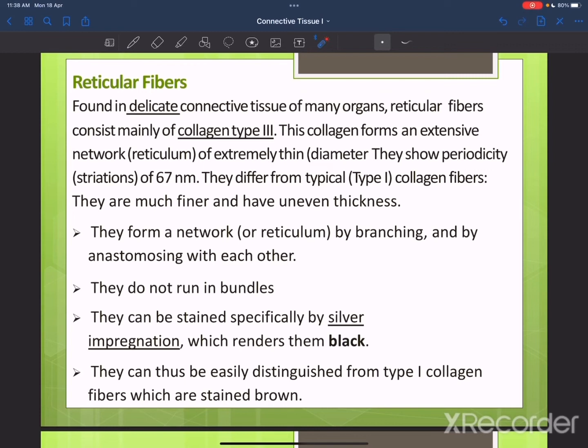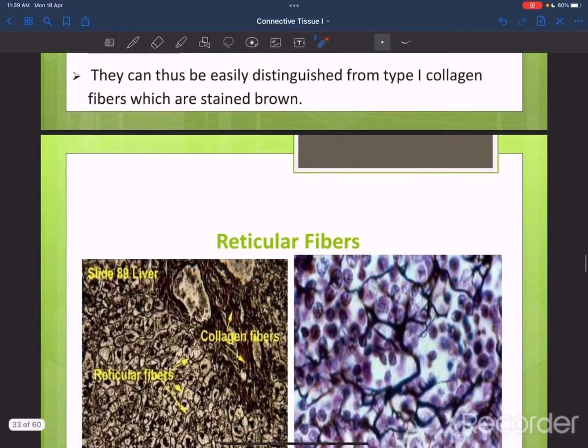In general, they form a network or reticulum, so they are thin and short, forming networks. They do not run in bundles. They can be stained specifically by silver. With the silver stain, they will stain black. They can thus be easily distinguished from type 1 collagen, which stains mostly brown. Type 1, the thick bundle, is usually a brown area.